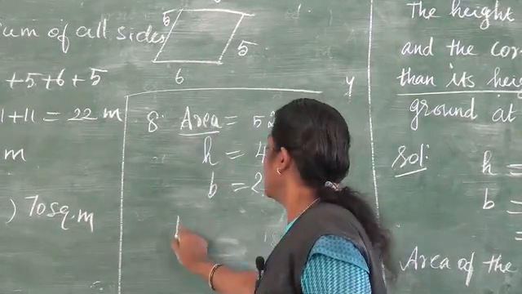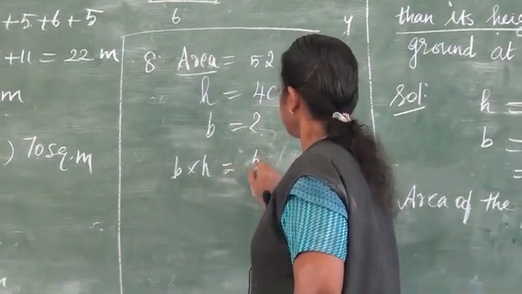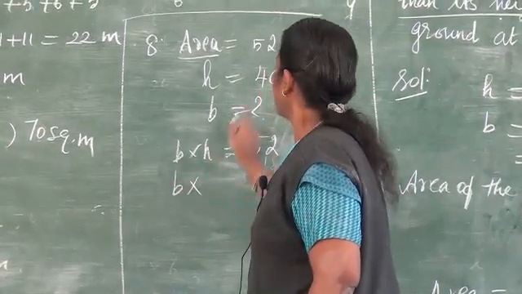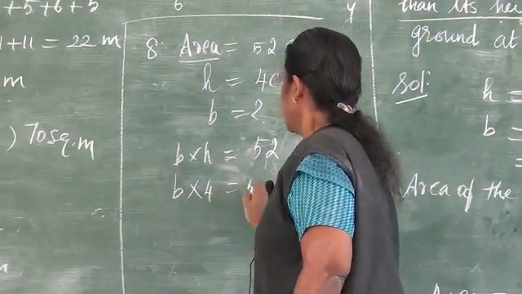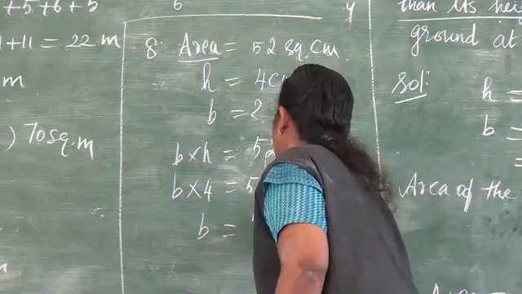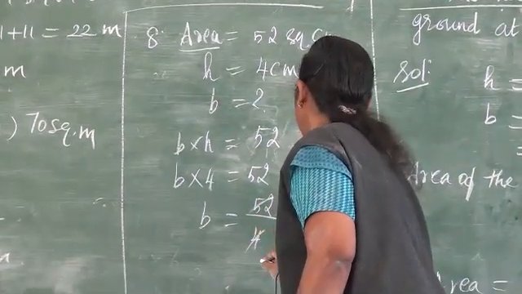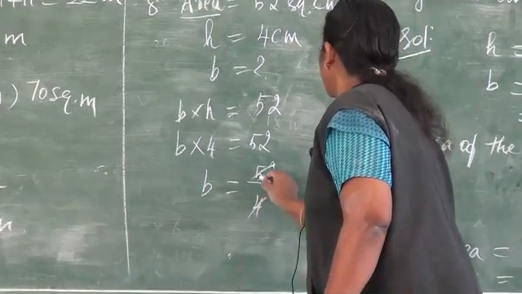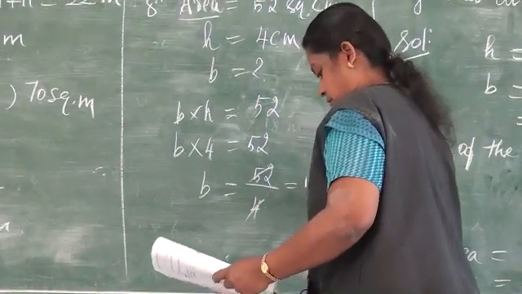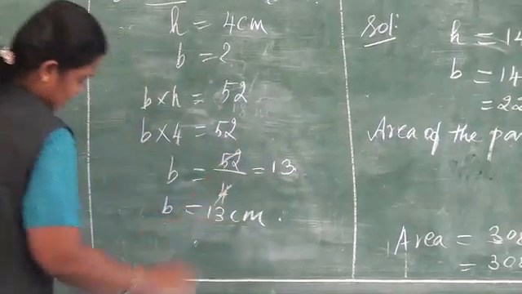But you know the formula, area, base into height equal to 52. What is the base? Base we don't know, keep as it is. What is the height? H, equal to 52. So B equal to 52 over 4. Multiplication goes to that side as division. If you are cancelling, how many 4s are there in 5? 1, then 12, 3. So what is the base? Base equal to 13 centimeter.